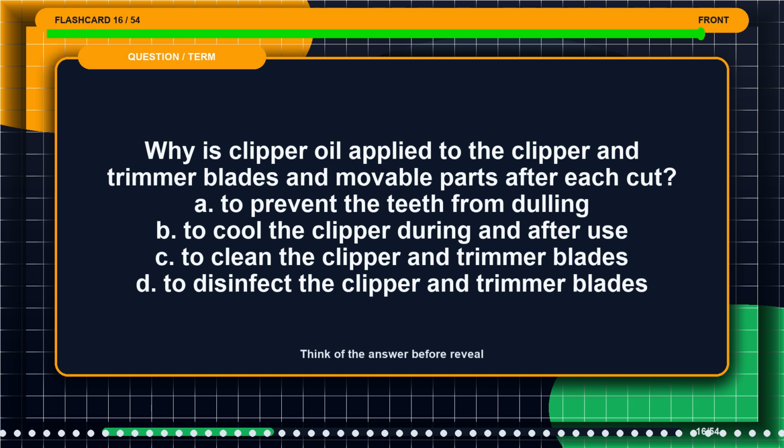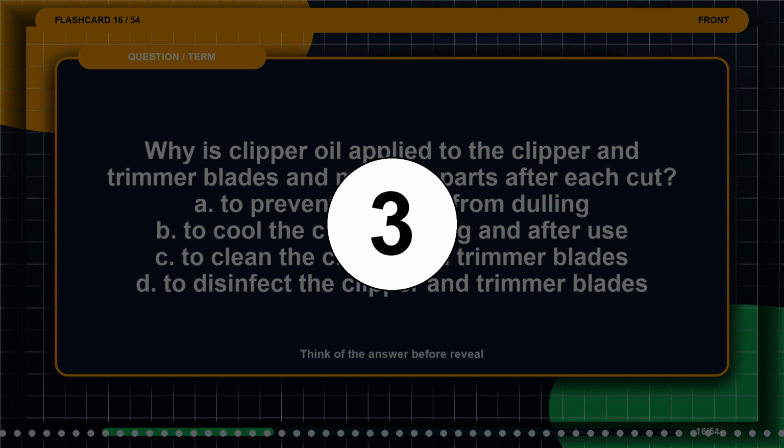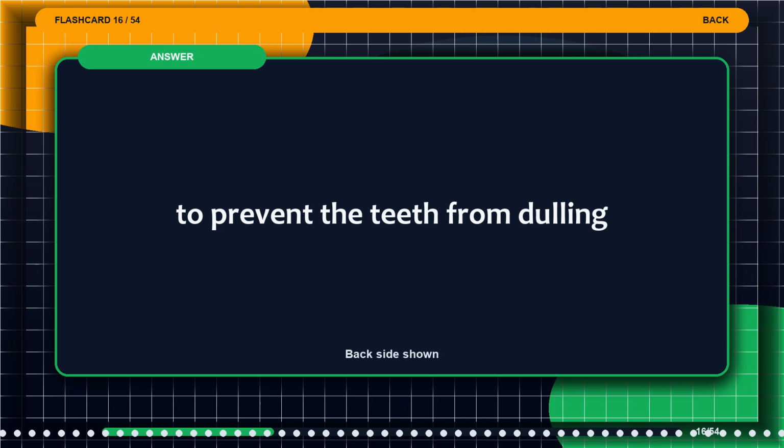Flashcard 16. Why is clipper oil applied to the clipper and trimmer blades and movable parts after each cut? A. To prevent the teeth from dulling, B. To cool the clipper during and after use, C. To clean the clipper and trimmer blades, D. To disinfect the clipper and trimmer blades. Pause and think of the answer before the reveal. The answer is to prevent the teeth from dulling.